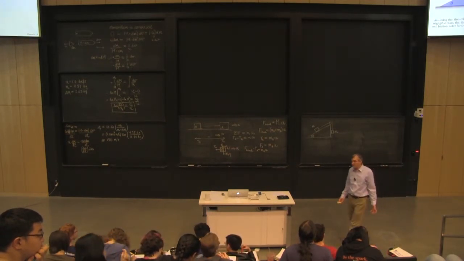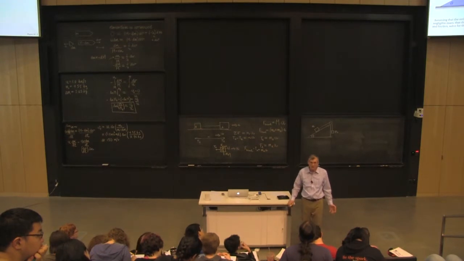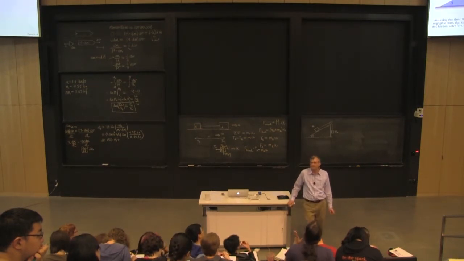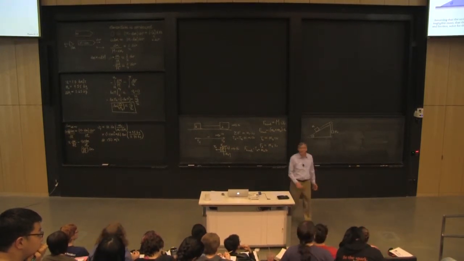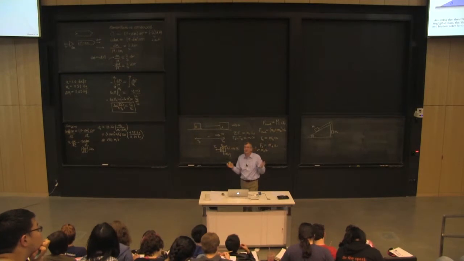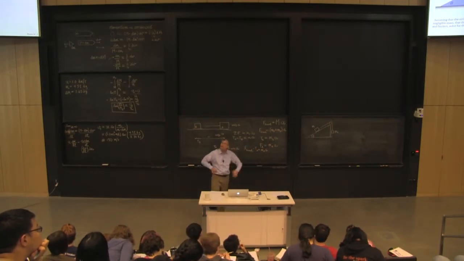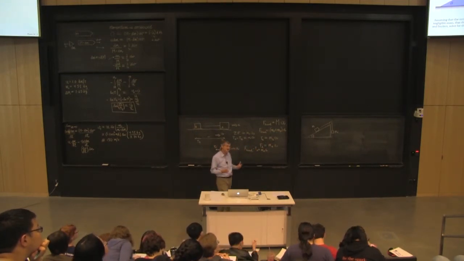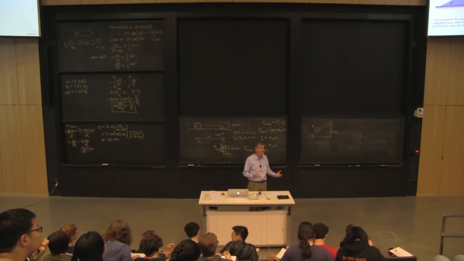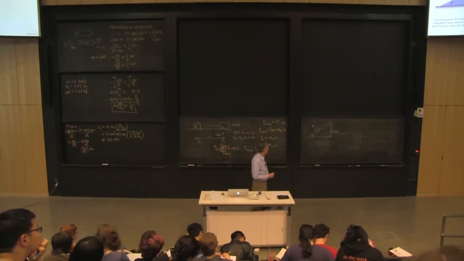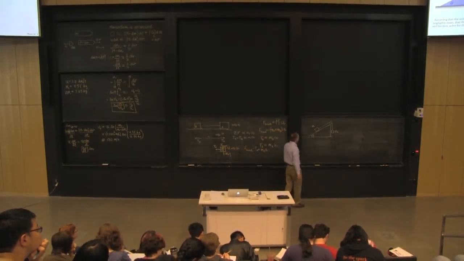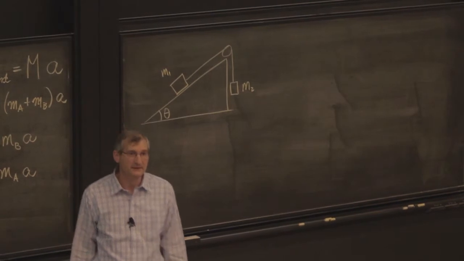How can I solve the problem if I don't know which one of those is going to happen? Just keep it symbolic. Mark very clearly what direction I'm assuming we're taking as positive. And then if I end up with a negative acceleration, it means it was going the other way.